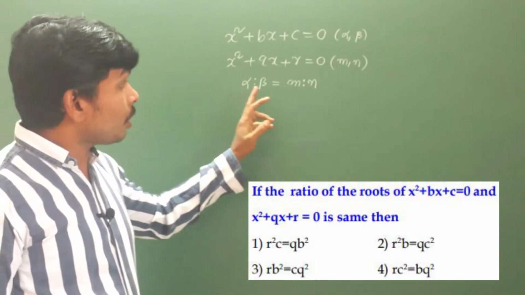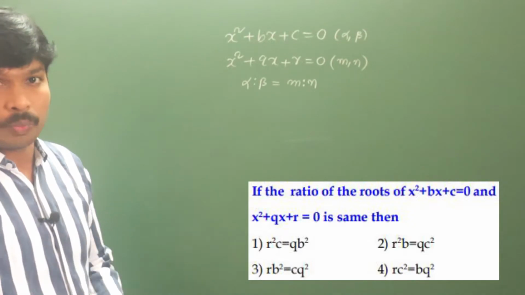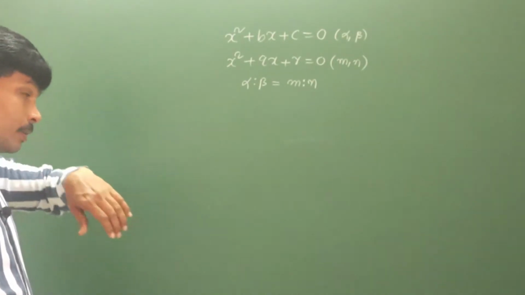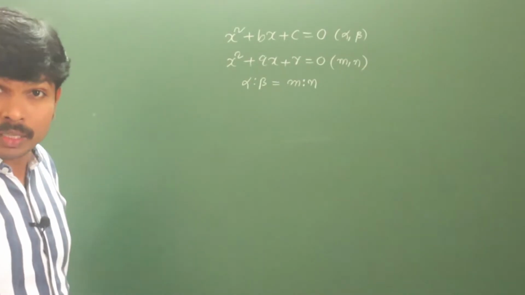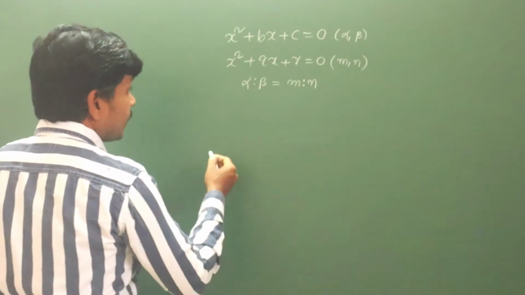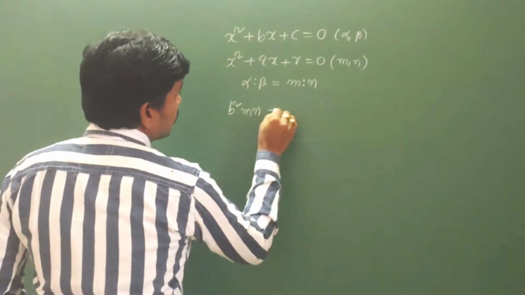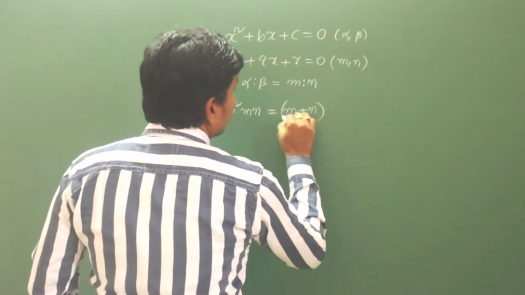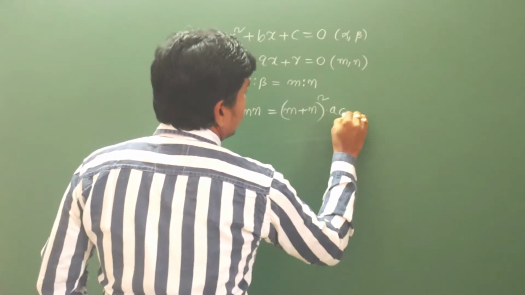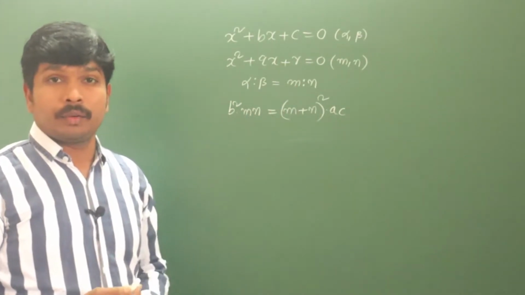Because the ratio of the roots is the same, what is the condition? That is your problem. How to do it? Observe here, it is in the form of the ratio of the roots. What is the condition? Your condition is b square into mn is equal to (m plus n) whole square into ac.